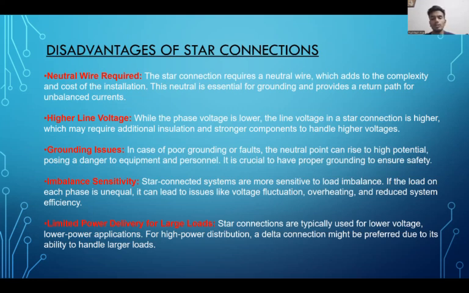While the phase voltage is lower, the line voltage in a star connection is higher. So higher line voltage comes under a disadvantage of star connections, which may require additional insulation and stronger components to handle higher voltages.